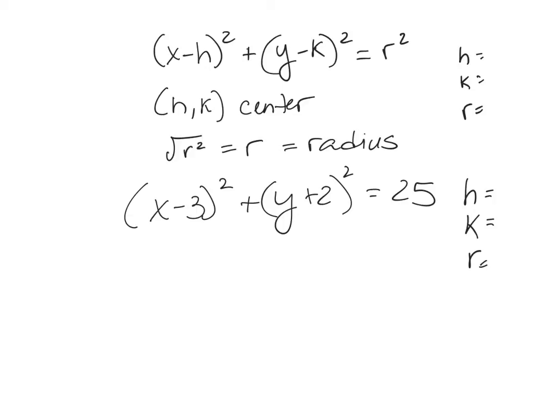So your h is going to be 3, which is the opposite of what's in this parenthesis right here. And your k is going to be negative 2, which is the opposite of what's in this parenthesis. And anybody know the radius? What's the radius? 25? No. Whatever 25 squared is. Not squared. Square rooted? Yeah, what's the square root of 25? 5.